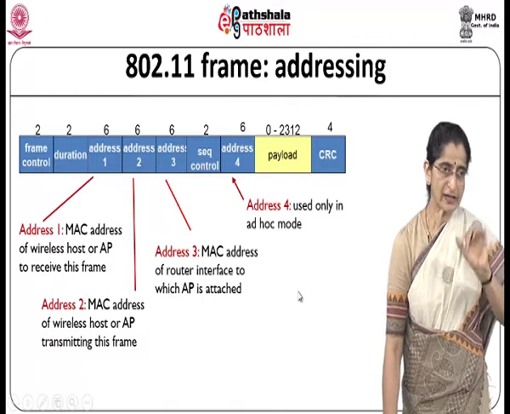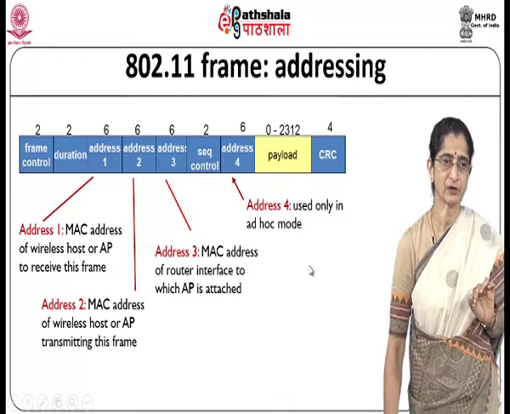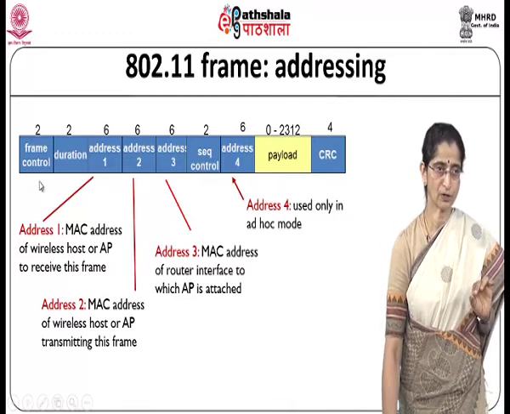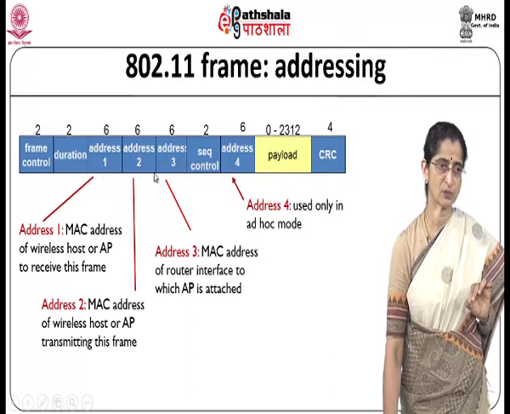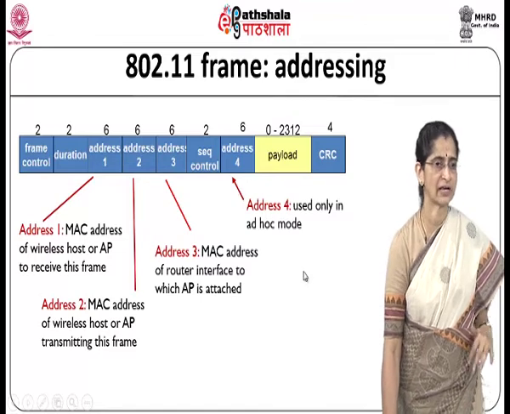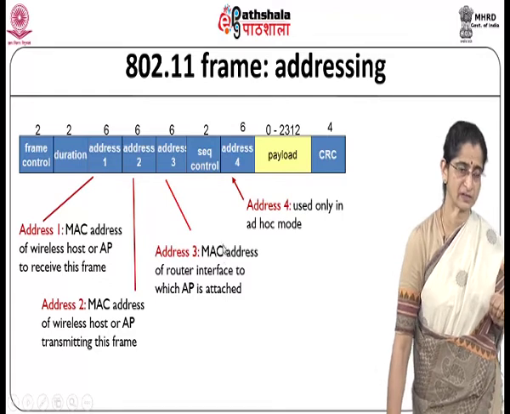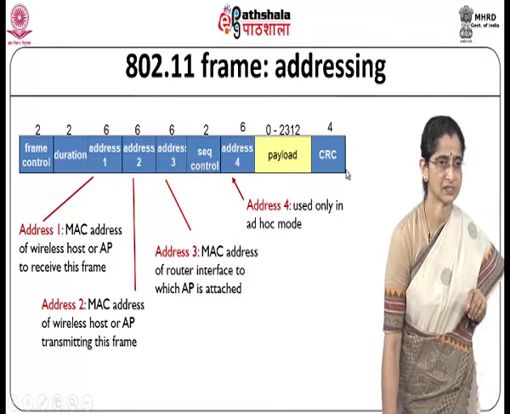Now coming to the frame structure, this is another very important aspect of the 802.11 protocol. If you look at the frame structure, you will see that there is a frame control field, a duration field, and then you will see that there are 4 address fields, address 1, address 2, address 3 and address 4. Now normally you would have seen that in all the protocols that we have, there will be 2 addresses, the destination address and the source address, but here we have 4 address fields, and then there is a sequence control field, then of course the payload and then the CRC.